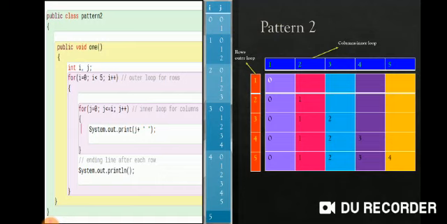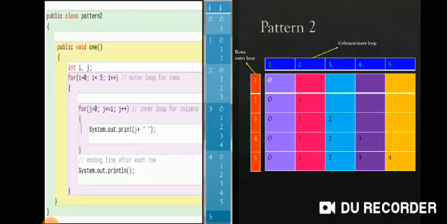When j becomes 5, it will check for the condition again. It says 5 is less than or equal to 4, the condition is false. When the condition is false, it comes out of the loop, moves to the next line and increments the value of i. Now i becomes 5.